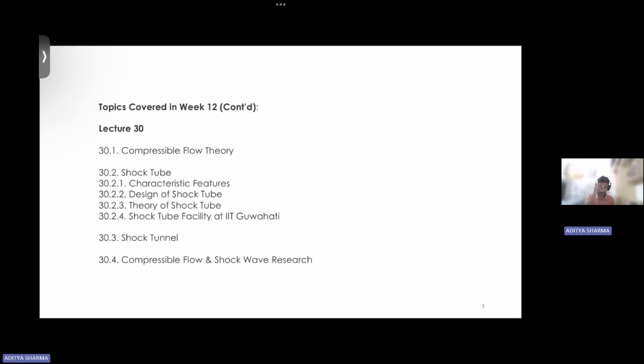Then in the next lecture, discussion has been done on shock tubes, right? So in the gas dynamics lab of IIT Guwahati, we have shock tubes. So we work on shock tubes, and this has been discussed. The shock tubes have been discussed in this last lecture.